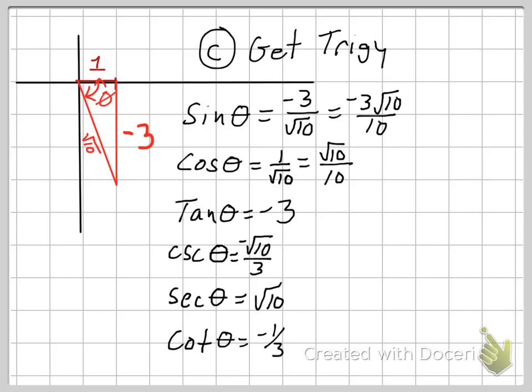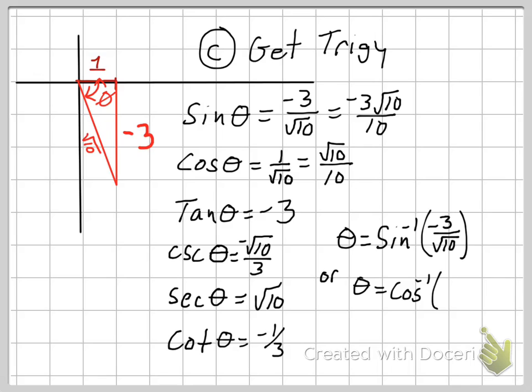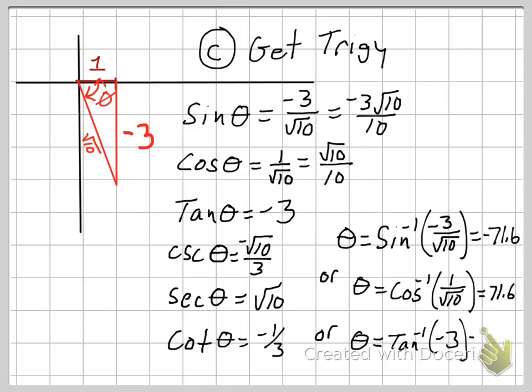Now, I also want to finish this problem up by finding that angle theta. That's going to be important. Right now, we're just going to find theta in degrees. So we have our calculator, and I can use the arc sine of this ratio, the arc cosine of 1 over square root 10, or the arc tan of -3. And when I do that, I get 71.6 degrees. You might notice that some of these answers are positive and some of these answers are negative. Let's investigate that a little bit more.